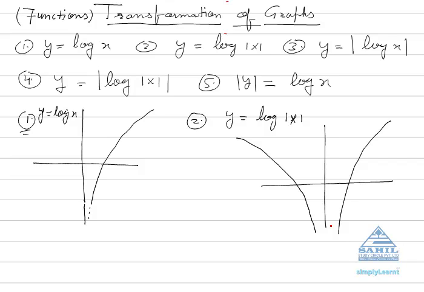Okay, now in the third case, my third graph is y equals mod of log x. It is the transformation of the first case. In fact, if I'm taking the whole modulus, then the negative part must be made positive. You just see how.